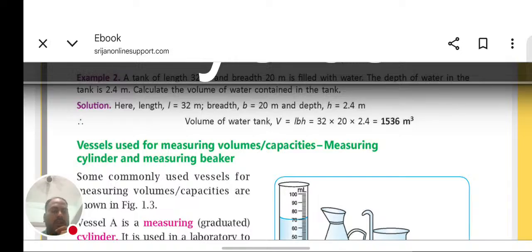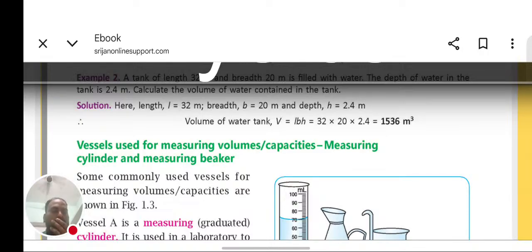So here, what data is given? Length is given 32 meter, width is given 20 meter, and depth is given. Depth means we will consider height, so h is given 2.4. Why are we considering h as a height? Because here it is written container, and a container has a height. Yes or not? So we will consider this depth as a height.